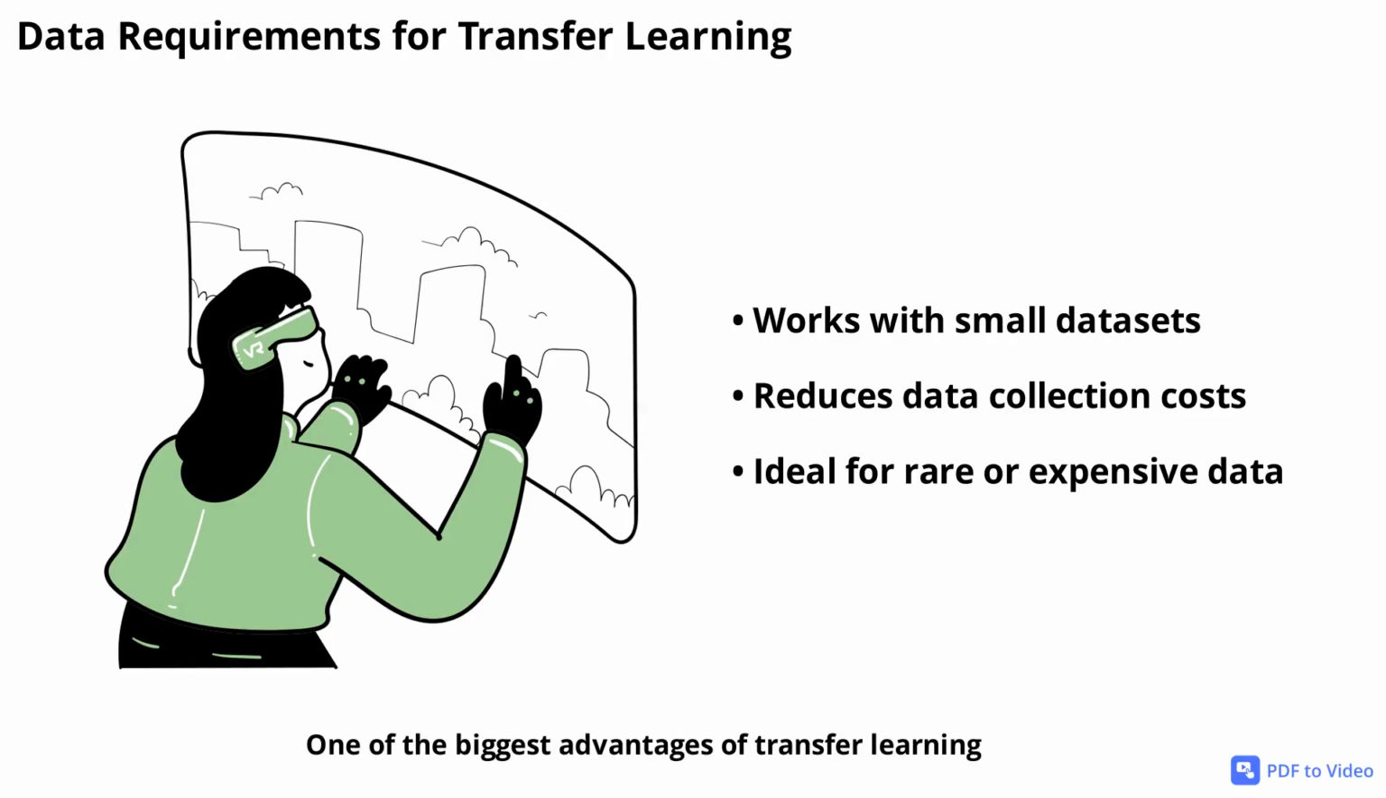One of the biggest advantages of transfer learning is its ability to work with smaller datasets. Since the model has already learned useful features from a large source dataset, it can achieve good performance on the target task with much less data. This makes transfer learning ideal for applications where data is limited or expensive to collect.